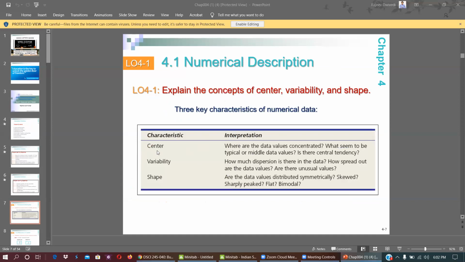Center: where is the data value concentrated? What seems to be typical middle data values? Is there central tendency? We would like to check the center, how the data is varying, meaning how much dispersion is there in the data, how spread out are the data values, are there unusual values like outliers. Shape: are data values distributed symmetric or skewed left or right, or does it have a peak, is it flat, bimodal, multimodal? So these three characteristics we would like to check in this chapter.